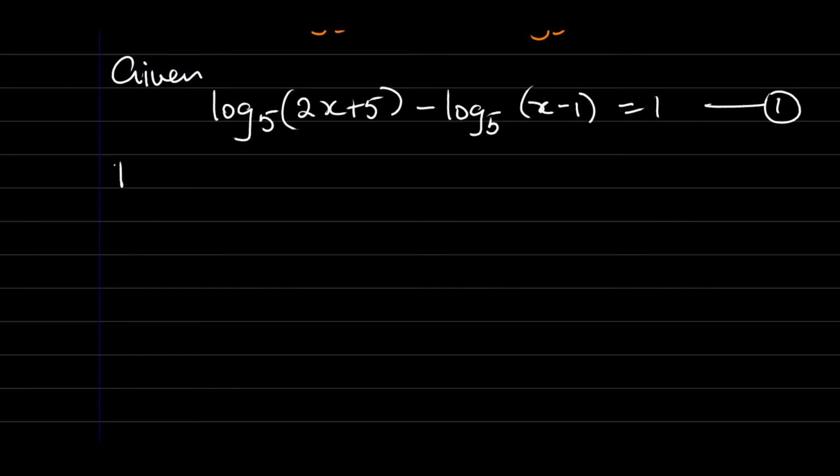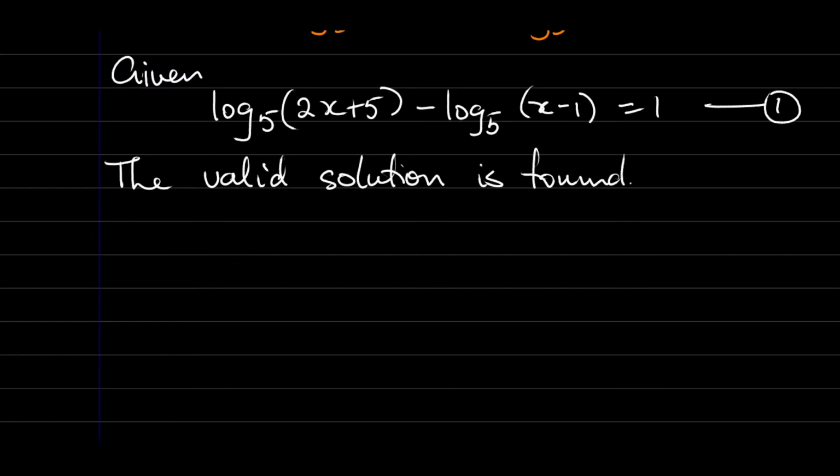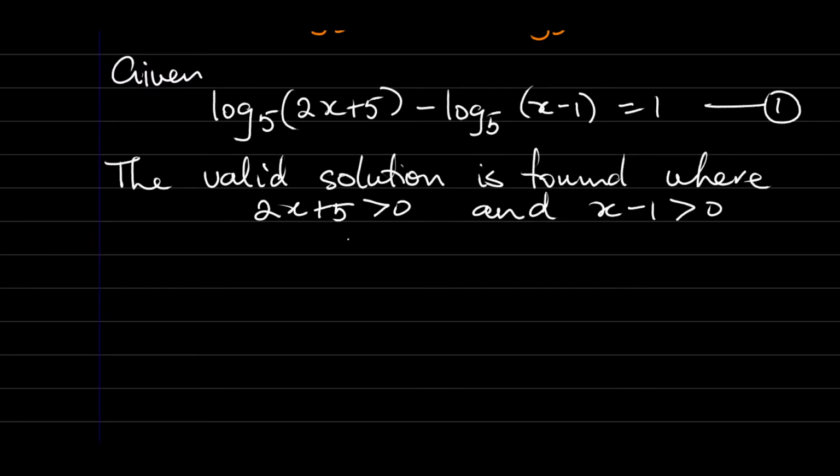So the valid solution is found where 2x plus 5 must be greater than 0. And x minus 1 must also be greater than 0. Okay? The expression must be greater than 0. So that is that x must be greater than negative 5 on 2. And x must be greater than 1.